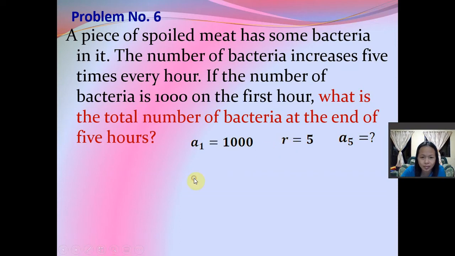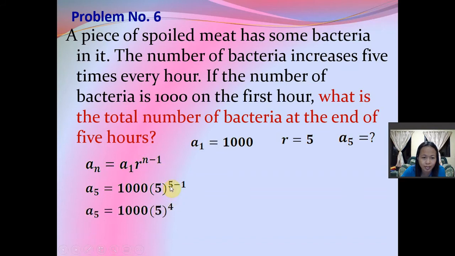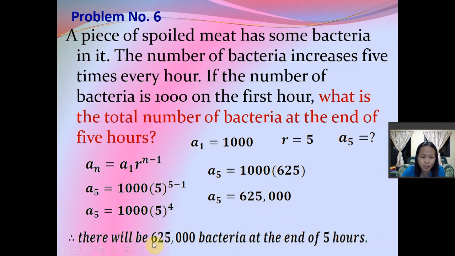Since this is a geometric sequence, we will be applying this nth term formula of a geometric sequence. Our n is 5. First term is 1,000, common ratio is 5, and here is 5. So 5 minus 1, that is 4. Then 5 exponent 4, so you are going to multiply 5 four times. So that is 625 times 1,000. So we come up with 625,000. Therefore, we can say that there will be 625,000 bacteria at the end of 5 hours.